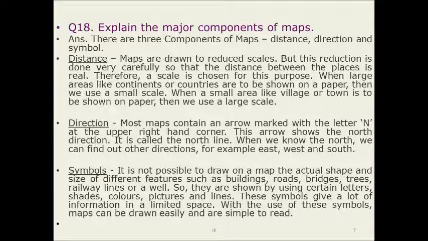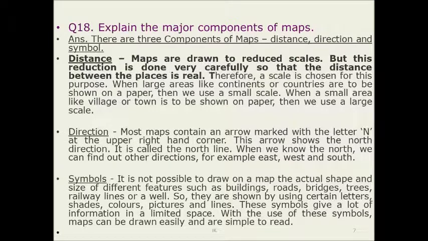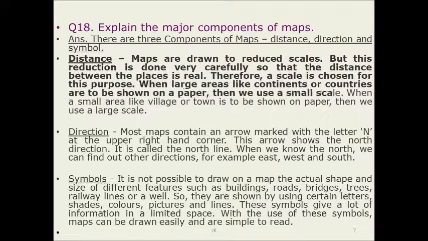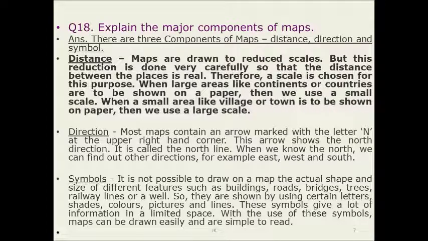Explain the major components of maps. Answer: there are three components of maps: distance, direction, and symbol. Distance: maps are drawn to reduced scales, but this reduction is done very carefully so that the distance between the places is real. Therefore, a scale is chosen for this purpose. When a large area like continent or countries are to be shown on a paper, then we use a small scale.